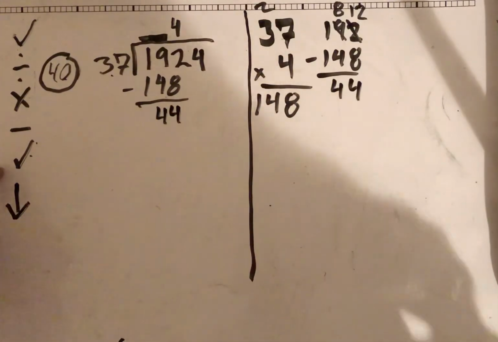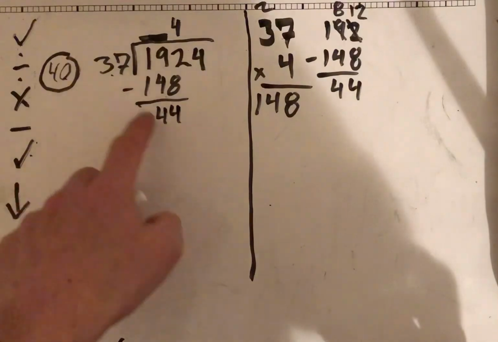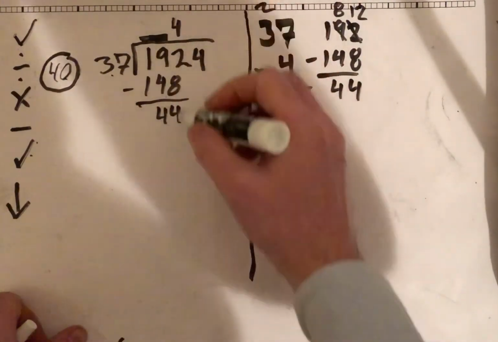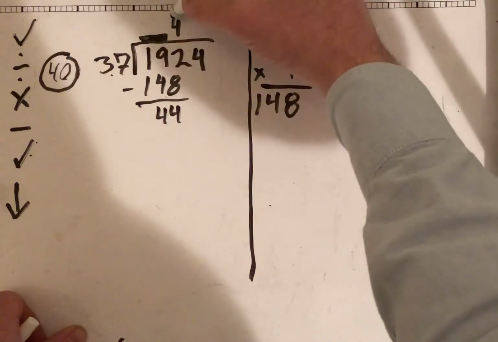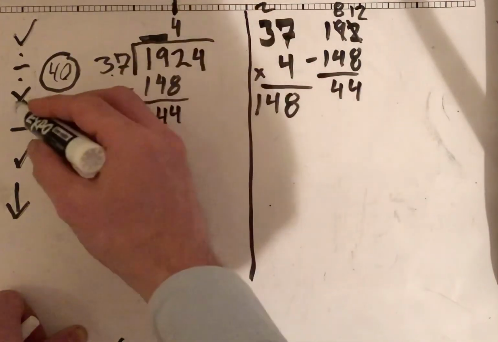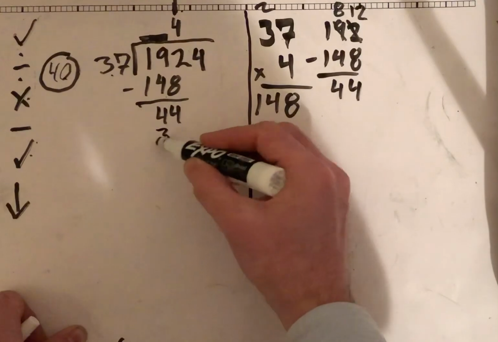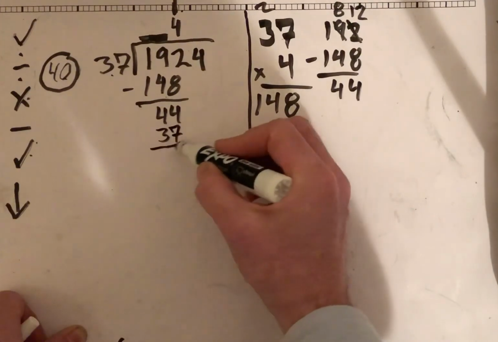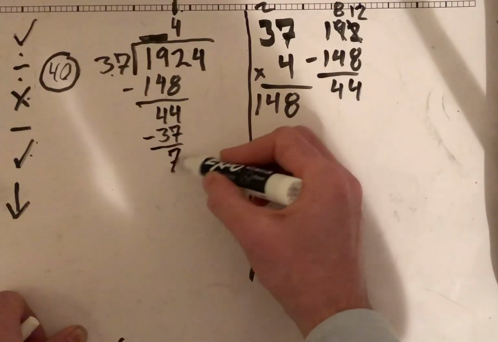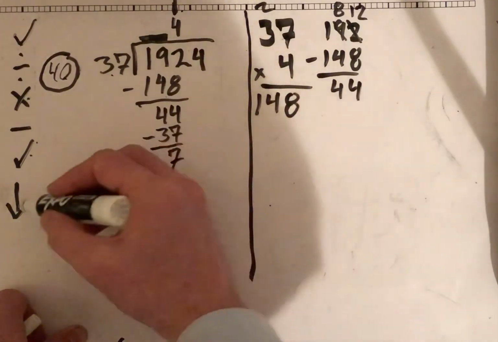Now for my second check, I want to use the 37. And notice something. 37 fits into 44, which means I'm still in the same column, and I need to put 1 more in. So I'm going to say 1 more 37. And I move back. 1 times 37 is 37. Subtract. 44 minus 37 is 7. And now I can do that check. 37 does not fit into 7, so I get to bring down.